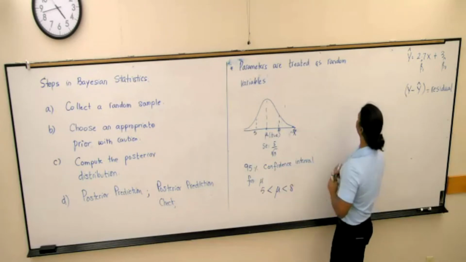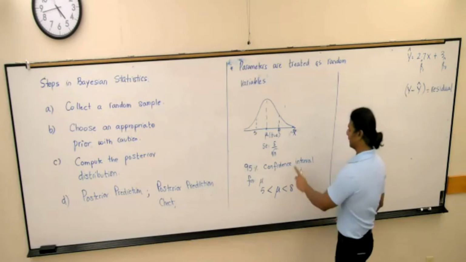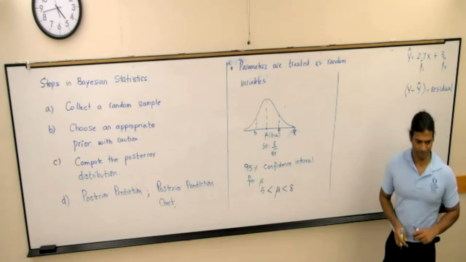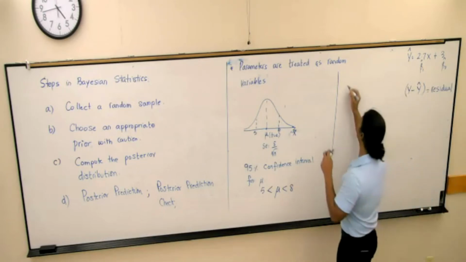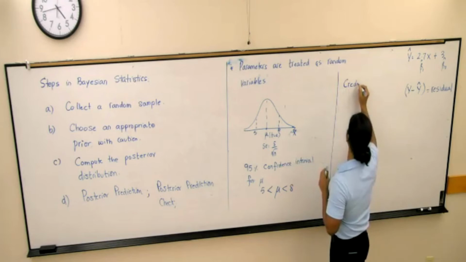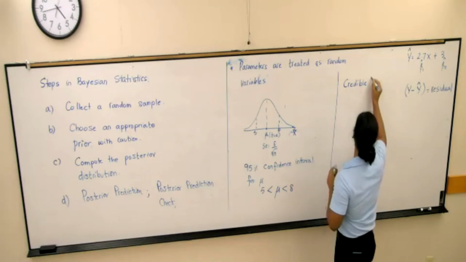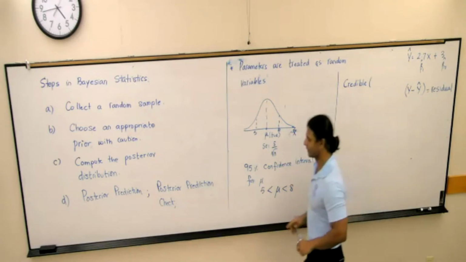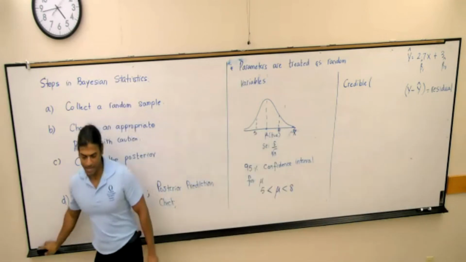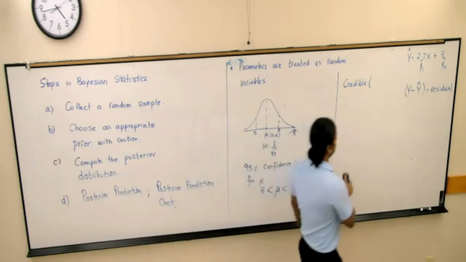In Bayesian, we don't call it a confidence interval, we call it a credible interval. Credible interval is also known as a high density interval.